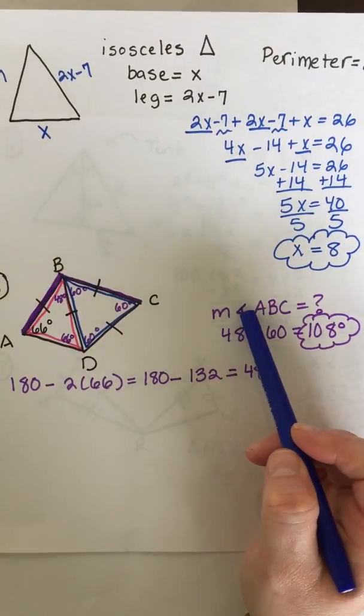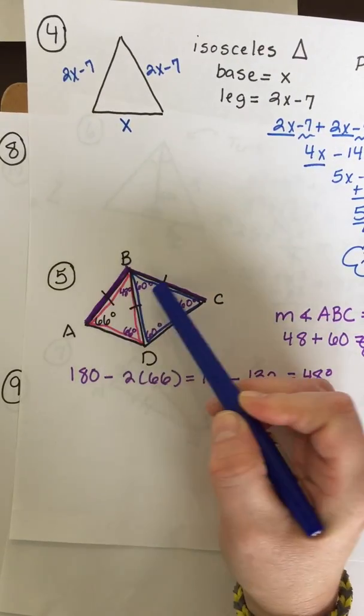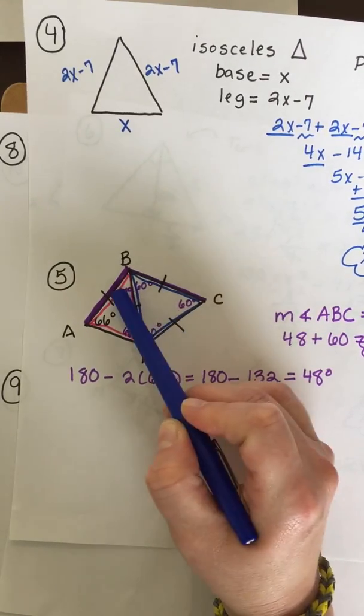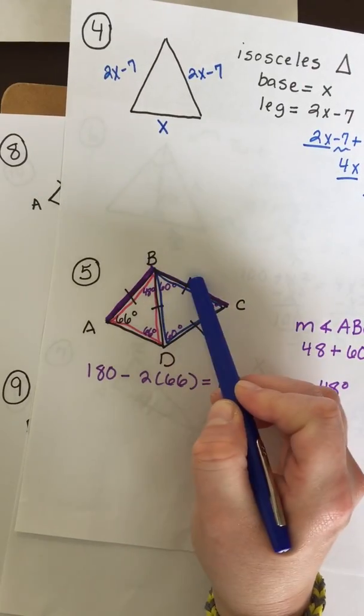And they want me to find the measure of angle ABC. Well, I've marked that in purple. Here's ABC. Well, if I know this little piece is 60, I would just need to find this little piece and add them together. That's the angle addition postulate, right? This little angle plus this little angle make the big angle.